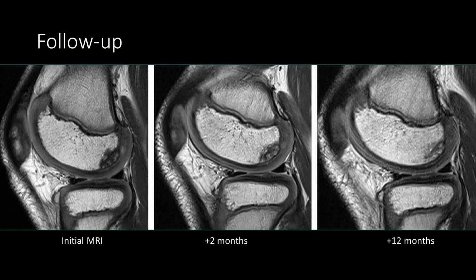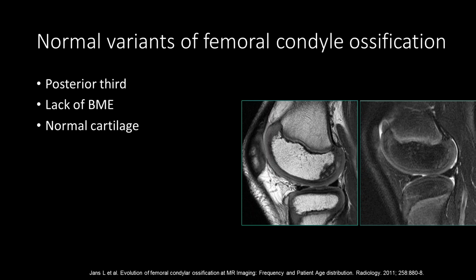The patient was re-imaged 2 months and 12 months after the initial examination, and we see that the foci of high signal intensity, which represent ossification centers, grow, and they coalesce with each other and with the already ossified part of the femoral epiphysis, and we see that the lesion is gradually disappearing, which is a completely normal finding in this case of a normal ossification variant of the femoral condyle.